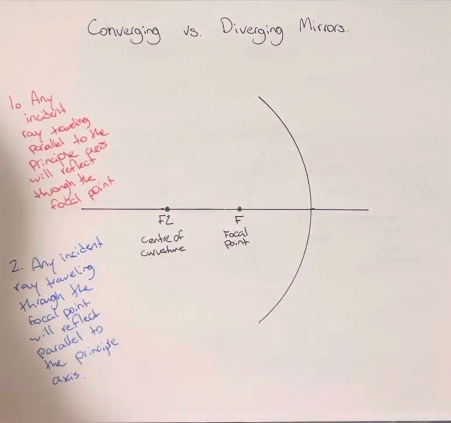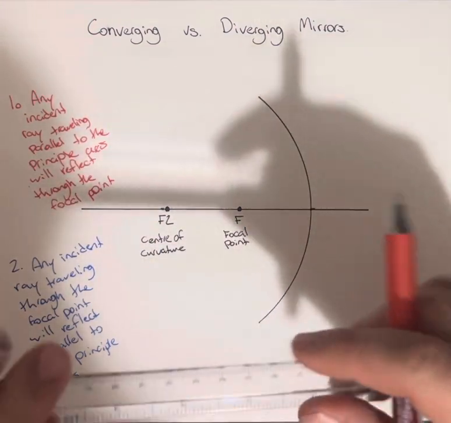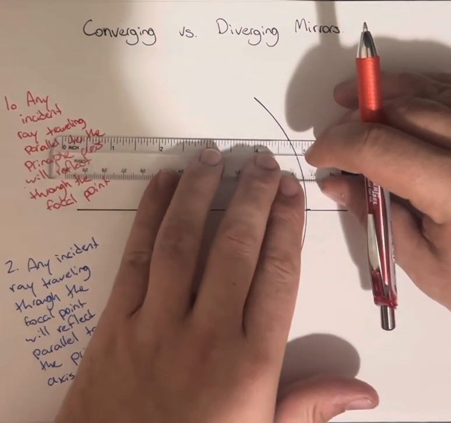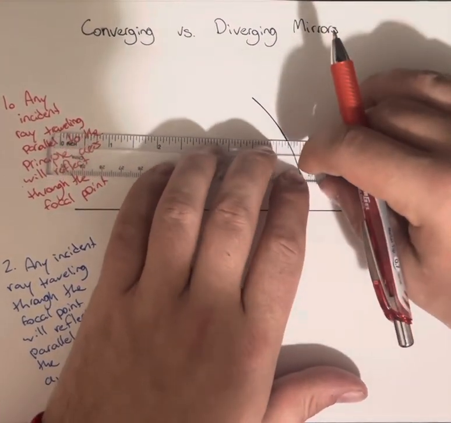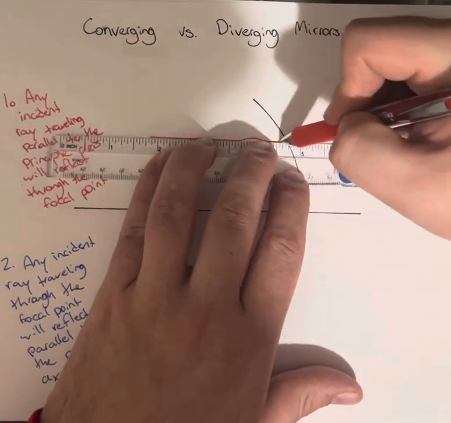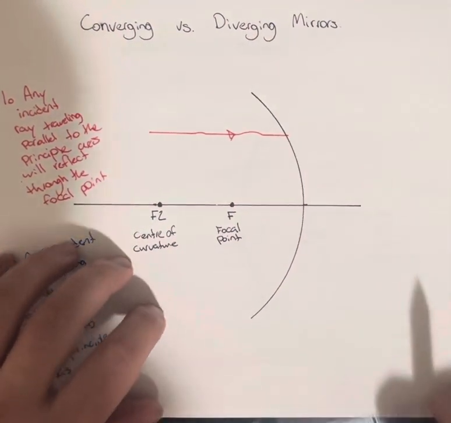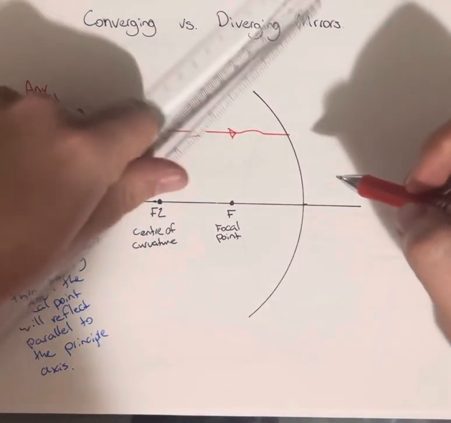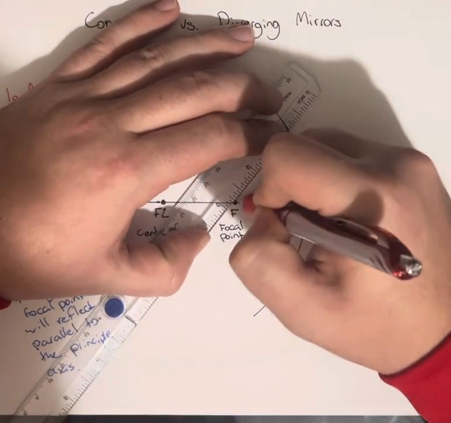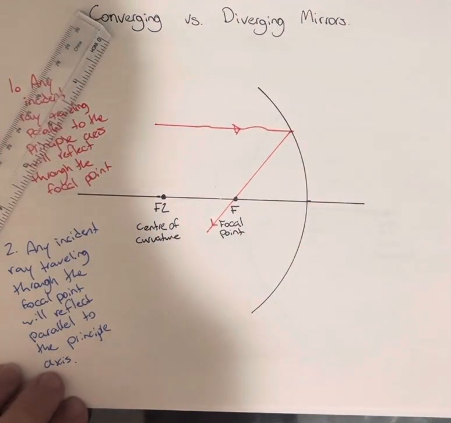So if we are going through any individual problem and we're trying to locate an object, remember that we are taking our ruler. Your first line is always going to go from wherever that object might be, and you're going to make that as parallel as possible to the principal axis. Based off of our rules, if that is traveling parallel to this principal axis, the reflected ray is going to pass directly through the focal point. So that would be our incident ray, and that would be our reflected ray.